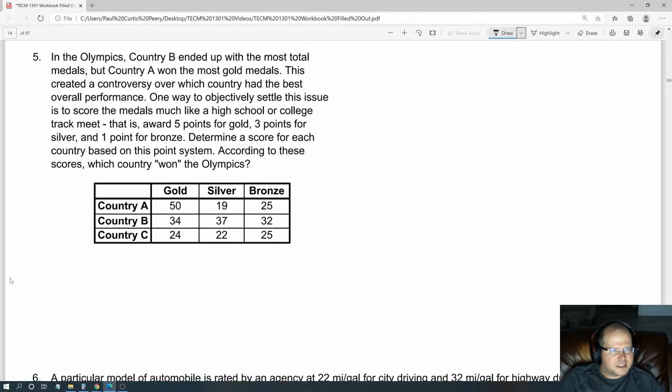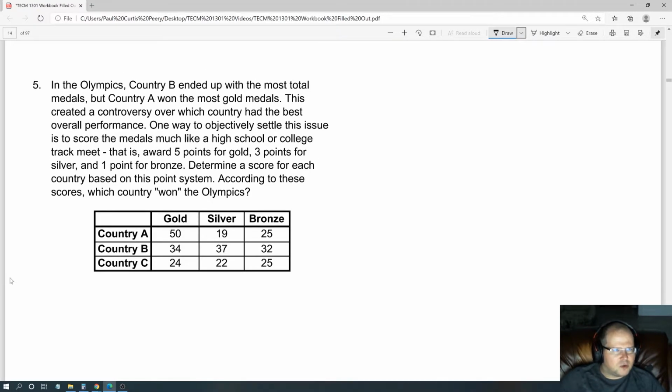So in the Olympics, Country B ended up with the most total medals. Country A won the most gold medals. This created a controversy over which country had the best overall performance. One way to objectively settle this issue is to score the medals much like a high school or college track meet. That is, award 5 points for gold, 3 points for silver, 1 point for bronze. Determine a score for each country based on this point system, according to which scores which country won the Olympics.